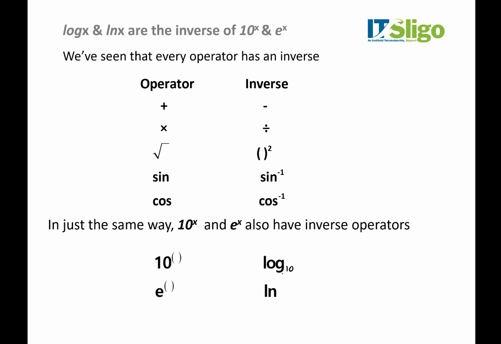Remember, log is log to the base 10, ln is log to the base e. If we need to kill 10 to the power of, we use a log with the same base. If we need to kill e to the power of, we use natural log, or log with the same base. It's just called the natural log. So we'll take a look at a few examples.